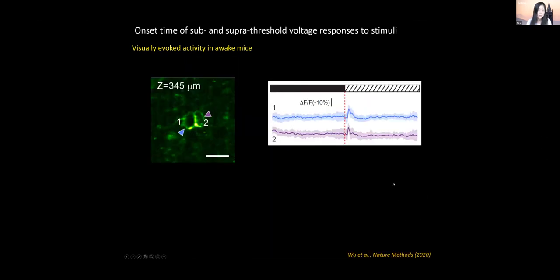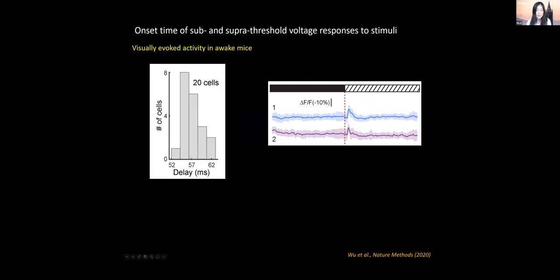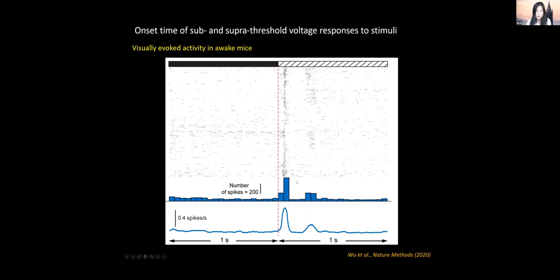And the very final slide, just as another example of this very fast temporal resolution: we can measure how long it takes from the time we turn on a visual stimulus to the time when we can detect the subthreshold input in the primary visual cortex. Here we are measuring this from 2 neurons at 345 micron depths. And it takes usually about 57 milliseconds for us to see this subthreshold response. If we look at the action potentials, it's a similar time scale, about 60 milliseconds after the onset.